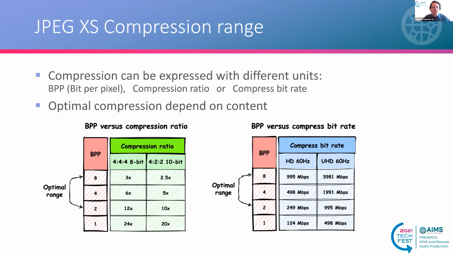add. Now, in terms of optimal compression, we can say that JPEG-xs will achieve good to visually lossless quality for BPP ranging from 2 to 8. And we will see later that the exact value of the BPP will actually depend on the type of content that you want to compress.